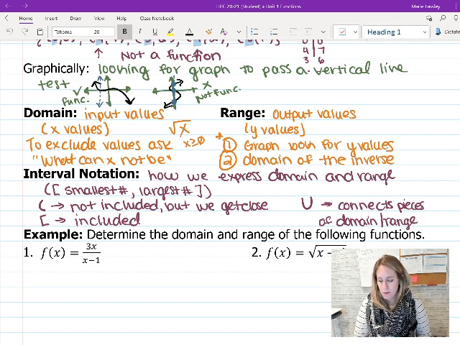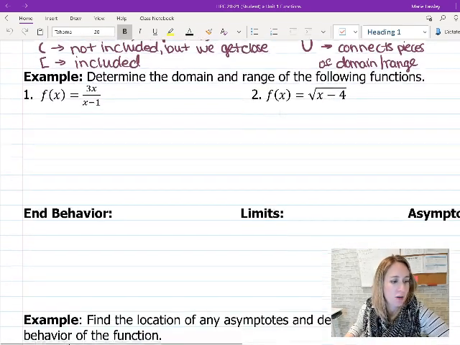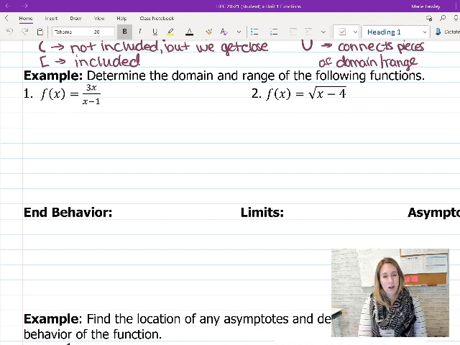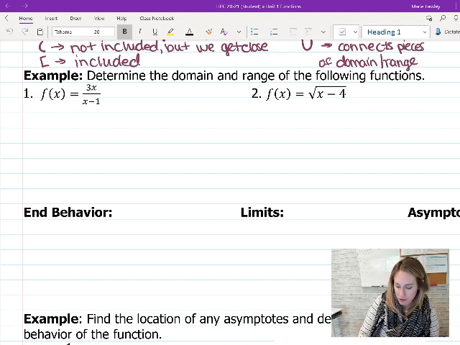Okay, so here we go. Determine the domain and range of the following functions. Let's scroll up a little bit. There we go. So first one, we have a rational function like I was just talking about. We want to look at this and first ask ourselves, what can x not be? So we're doing our domain first.